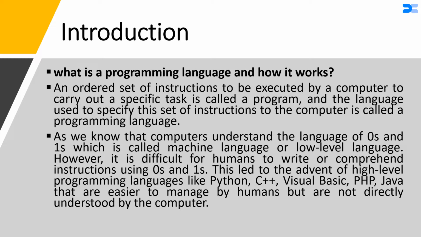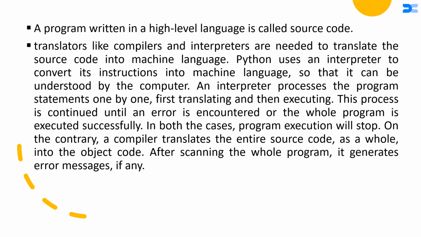This led to the advent of high-level programming languages like Python, C, Visual Basic, PHP, Java that are easier to manage by humans but are not directly understood by the computer. A program written in a high-level language is called source code. Translators like compilers and interpreters are needed to translate the source code into machine language. Python uses an interpreter to convert its instructions into machine language, so that it can be understood by the computer.